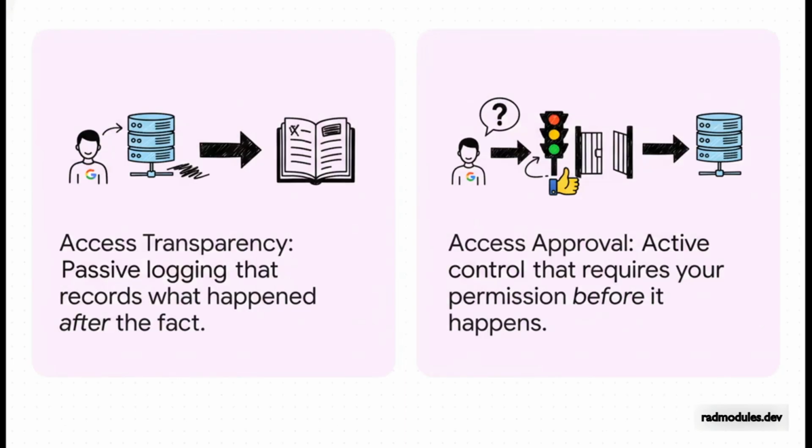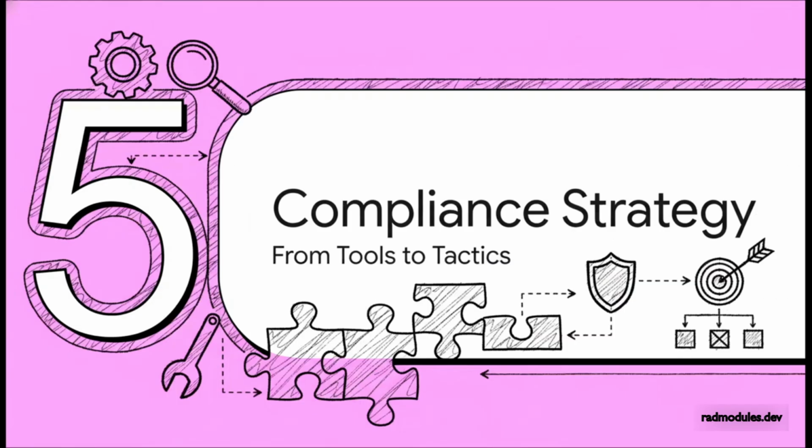Okay, listen up, because this is a huge takeaway for the exam. You have to get this difference. Access Transparency is passive logging. It's like looking in the rearview mirror to see what happened. Access Approval is active control. It's grabbing the steering wheel to decide what happens next. That distinction is everything.